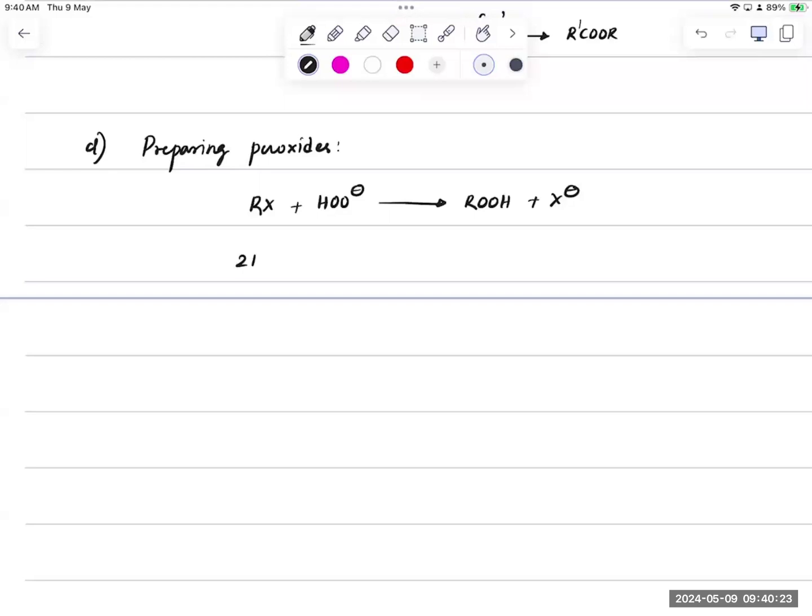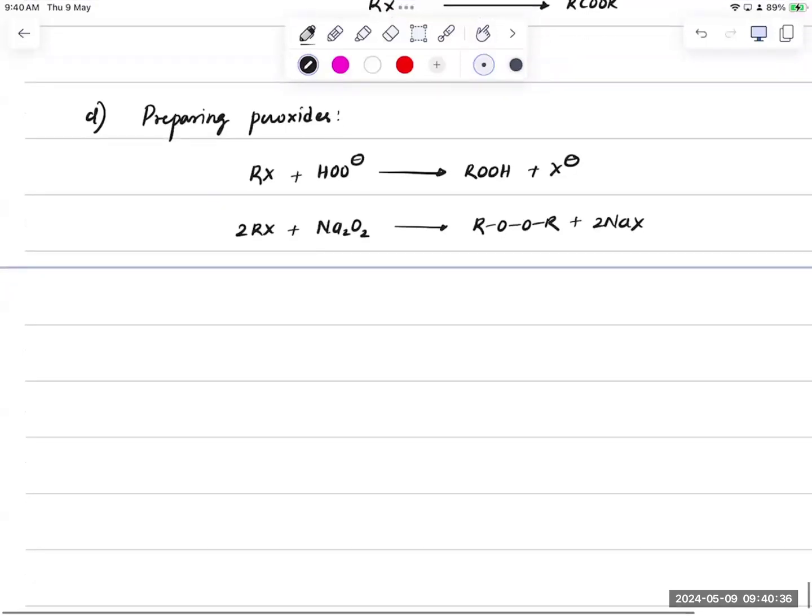Okay. Or if you have 2 moles of RX and I treat that with Na2O2, so on both sides we'll get R. So this is the product you will get, plus 2 moles of NaX. So this is how you'll get a peroxy group forming. I hope this part is clear, everybody.